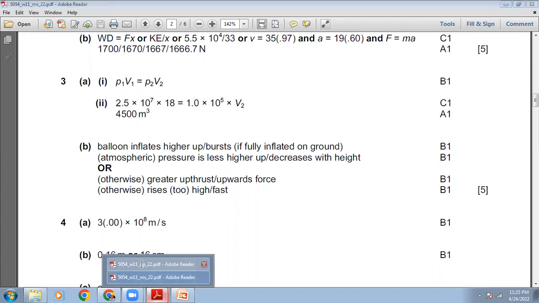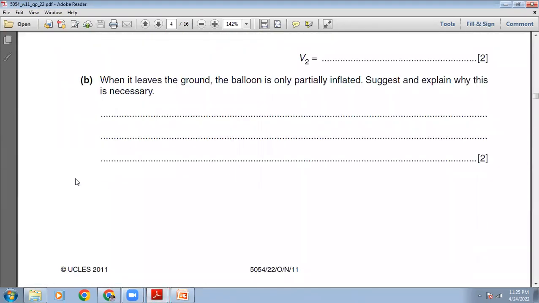So let's move to the next part, coming up on your screen. It says when it leaves the ground, the balloon is only partially inflated. Suggest and explain why this is necessary. You see, whenever we send the balloon into the air partially inflated, the reason is that as the balloon goes higher, the atmospheric pressure will decrease.